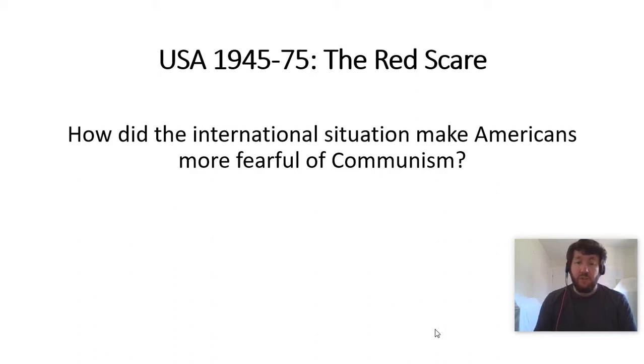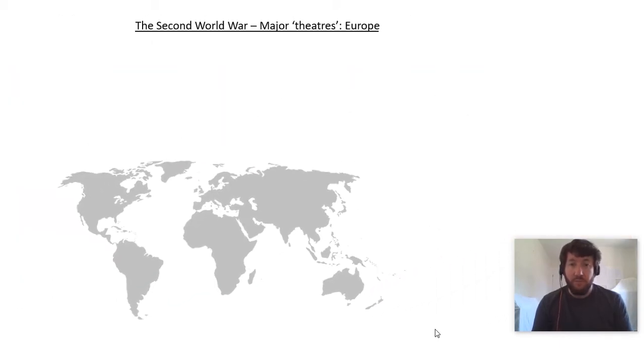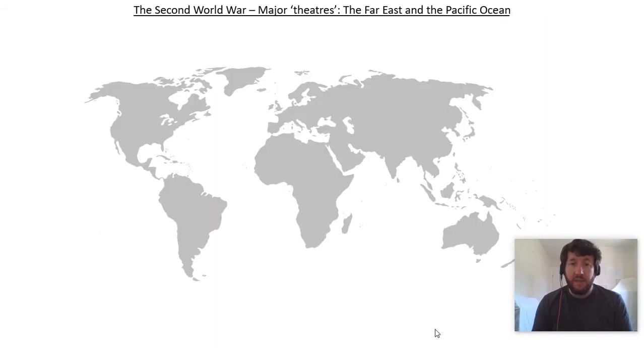I checked this foundational knowledge through a simple assessment task where I asked pupils to list the theatres and combatants in World War II as well as some of the key dates. This showed me almost inevitably that some pupils had remembered more of this knowledge than others. This meant I had to reteach this information by recapping events during the war, firstly in Europe and then in the Far East.